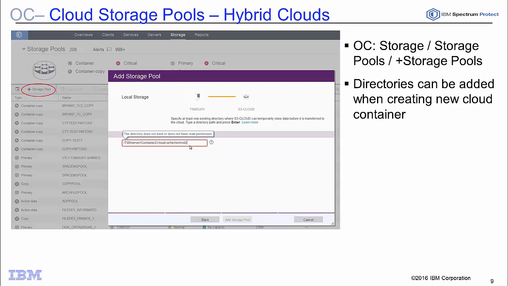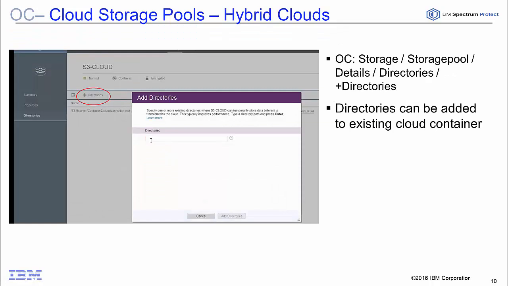In the previous slides, I showed you how to define a cloud cache utilizing command lines. Inside of the Operations Center, we do have wizards which will assist you, either if you're adding a completely new cloud container storage pool, or if you just want to update an existing cloud container pool and give it disk cache. If you're adding a completely new cloud container pool, you will be prompted in the wizard to create a disk cache, and this is where you would enter the directories. If you wanted to add a cloud cache to an existing cloud storage pool, you would simply go into Storage, Storage Pool, Details, Directories, and then click on the plus directories. And then in here you could add in a cloud cache for that specific cloud storage pool.